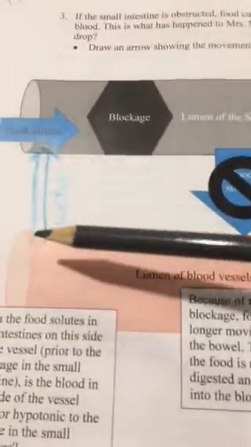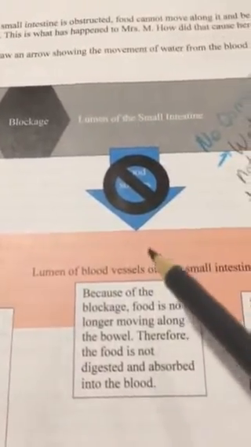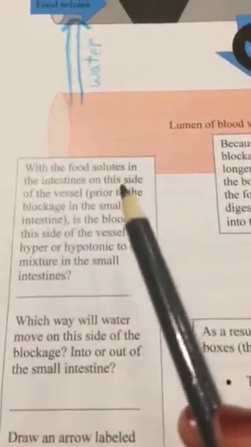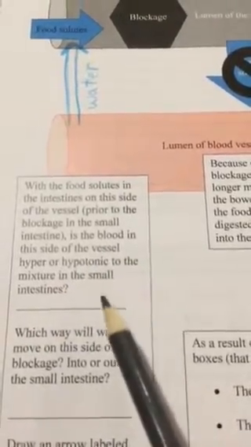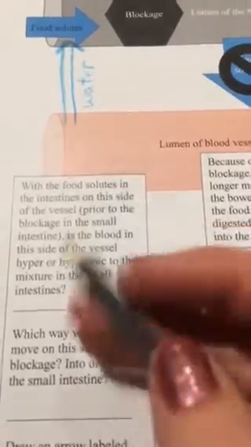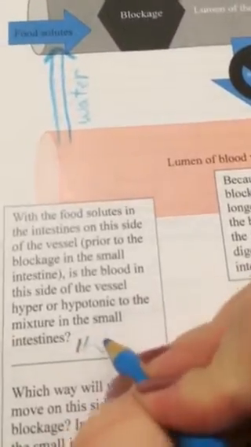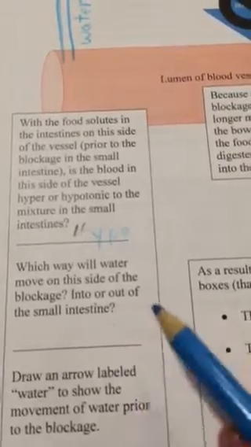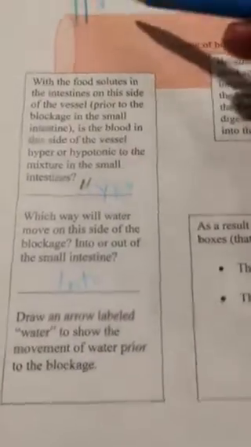So when we remove water from the blood, that's going to decrease blood volume. We are not restoring the blood volume here. So when we look at our questions here, with the food solids in the intestine on this side, is the blood in the side of the vessel hyper or hypotonic to the mixture? Well, on this side, the blood was actually hypotonic, right, to the small intestine. Which way will water move on this side of the blockage? Into or out of? Into. Right, water will move into the small intestine. Draw an arrow, and I've already done that.